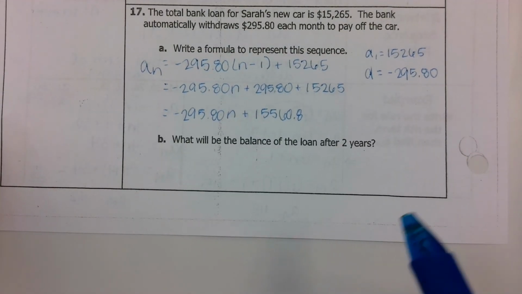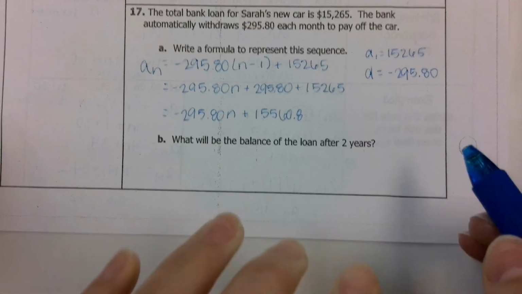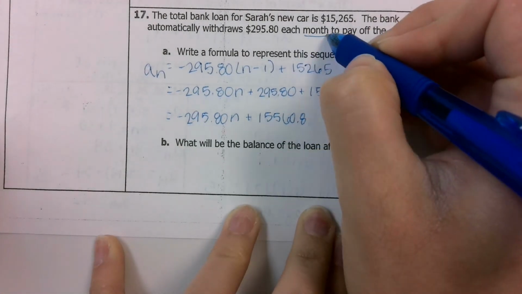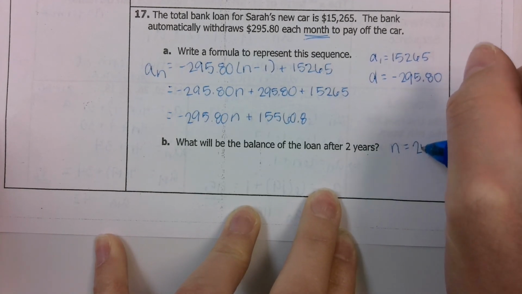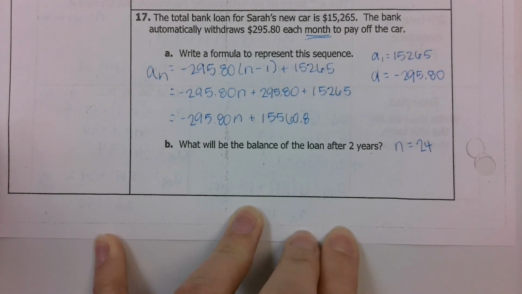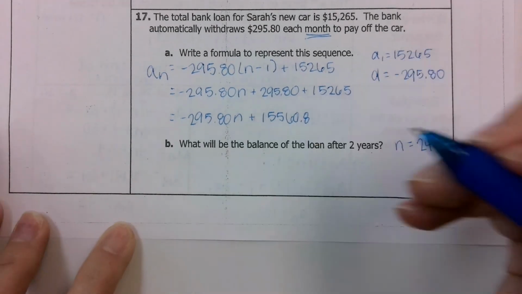If we want to know the balance of the loan after 2 years, how are we going to figure that out? Are they doing it every year or every month? So what does n need to be? 12. Why is it 24? Because we have 2 years. 12 times 2? 12 months in a year? That okay? Dang, you're smart, dude. So plug in 24.